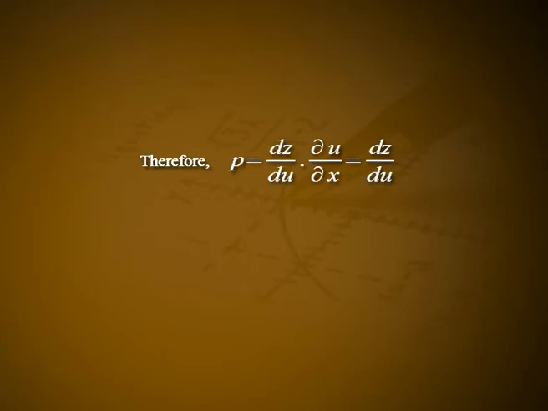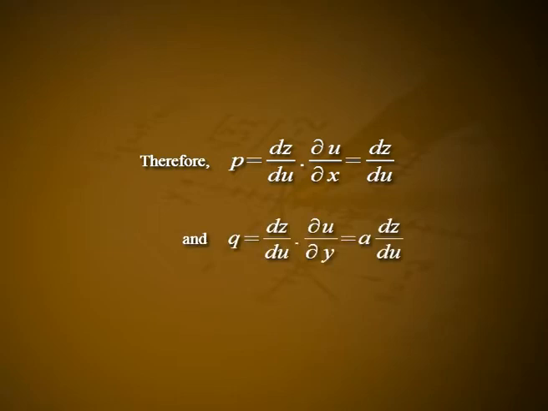Putting x plus ay is equal to u, equation 1 becomes z is equal to g of u. Let it be equation number 2. Therefore, p is equal to dz by du into ∂u by ∂x, which is equal to dz by du, and q is equal to dz by du into ∂u by ∂y, which is equal to a into dz by du.